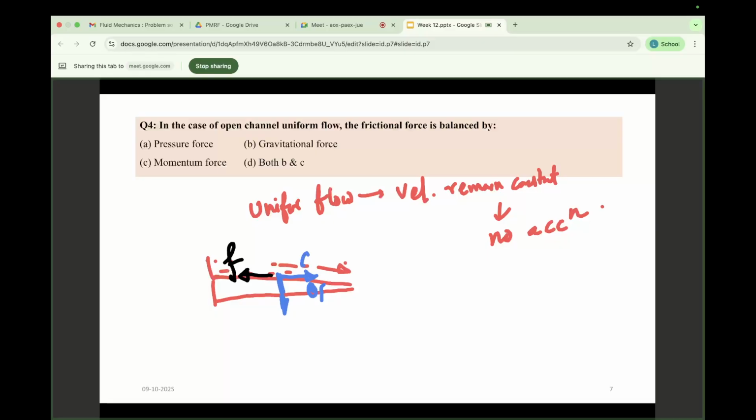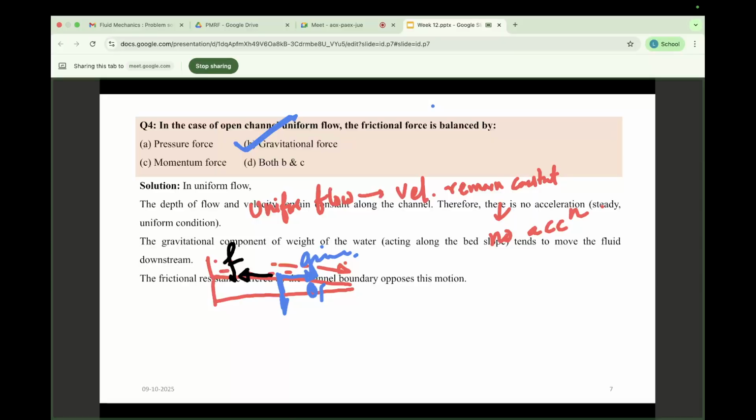That force is my gravitational force. So what will it balance? The frictional force is mainly balanced by this gravitational force when the fluid is moving from the upstream to the downstream, though this condition is not given here. Okay, so I am moving to the next question.